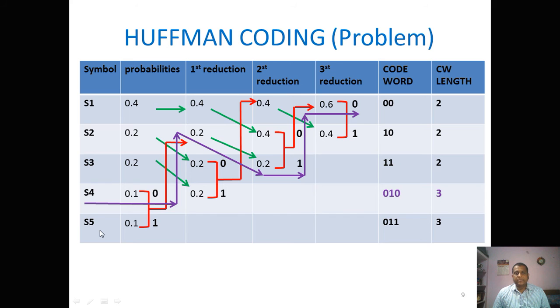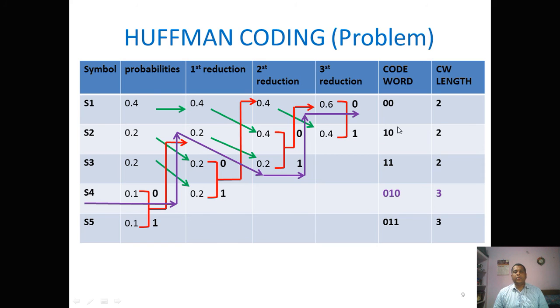So likewise we will be writing the code word for all the 5 symbols. I can give another example for S1, which is very easy to write. We can see there is no change in position from probability to the first stage of reduction. From the first stage to the second stage, it is assigned a 0. So write it at the rightmost extreme, and then again in the third stage it is assigned a value of 0, and then 0 is written.